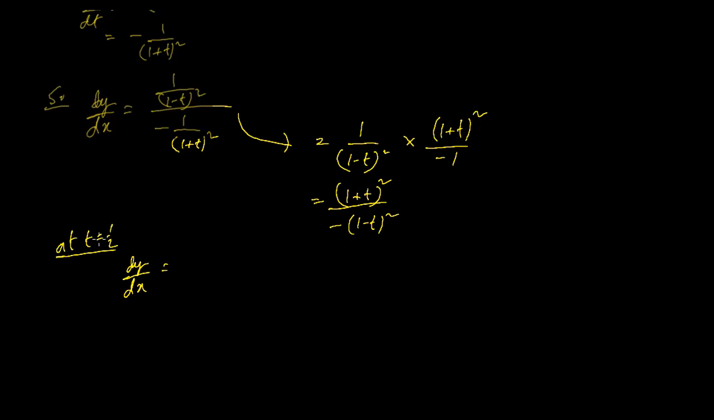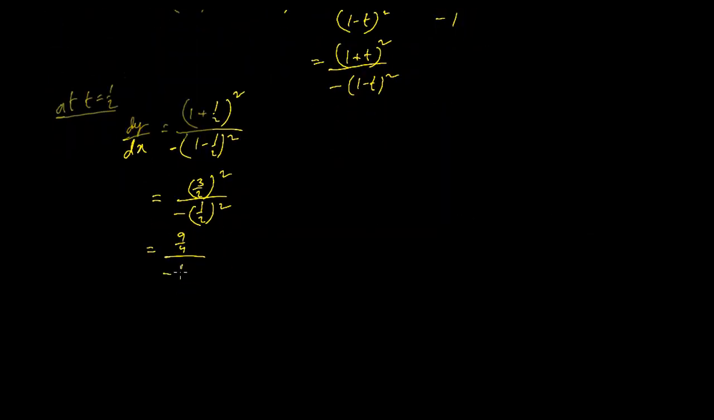So at t equals half, 1 plus half whole squared divided by 1 minus half whole squared. There is a minus here, so 1 plus half is 3 by 2, so 3 by 2 whole squared. 1 minus half is half whole squared, and there is a minus here, so this would be 9 by 4 divided by minus 1 by 4, so this would be minus 9. So the gradient of the tangent equals minus 9.